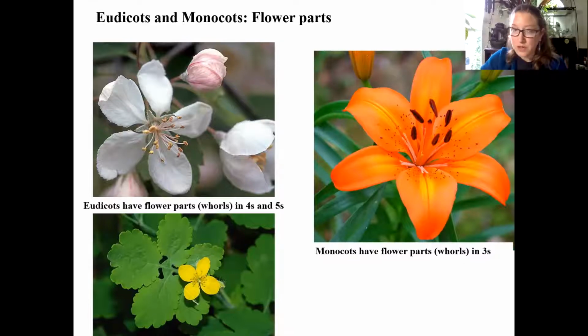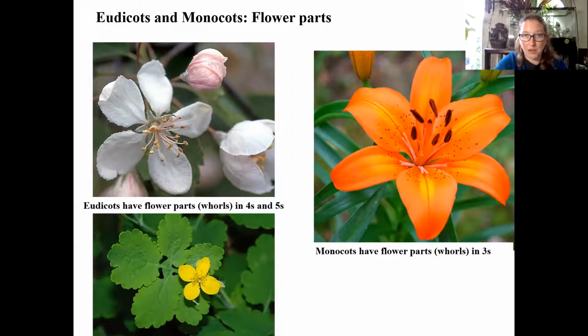Let's talk about flowers. When you're comparing the eudicots or dicots and the monocots, there are ways to tell when you're looking at the plant and the flower on the plant. There are ways to tell if you're looking at a monocot or a eudicot. Eudicots or dicots have flower parts arranged in 4s and 5s. So their whorls contain 4 or 5 things, whereas monocots have their flower parts or whorls in 3s.